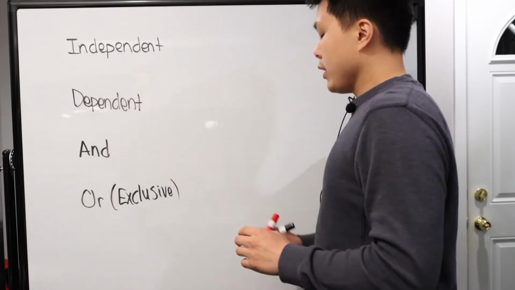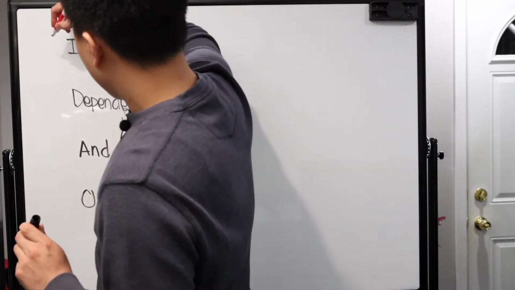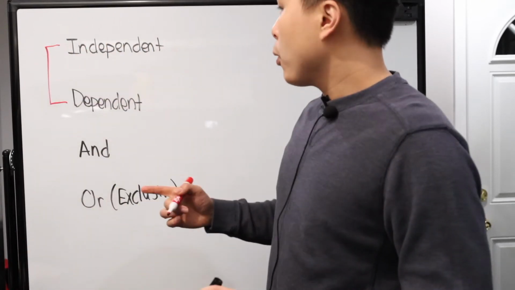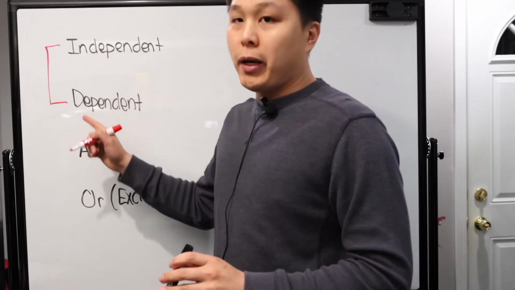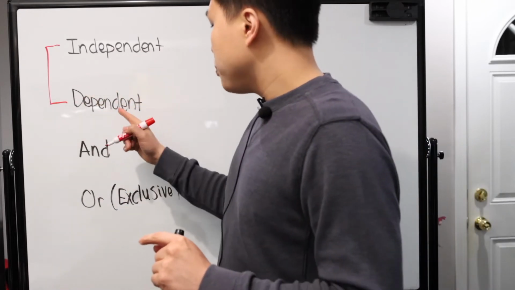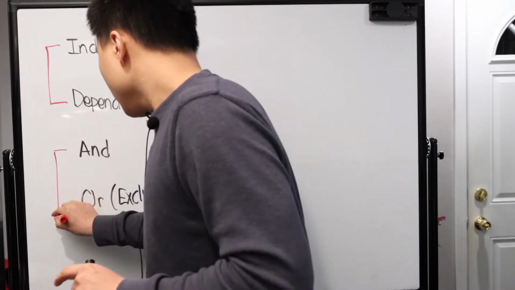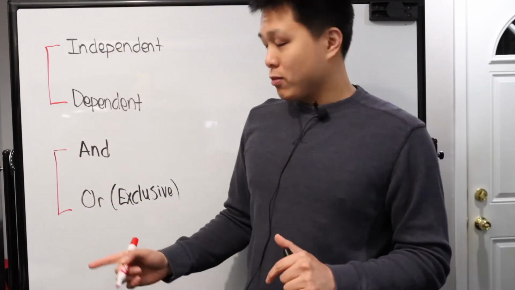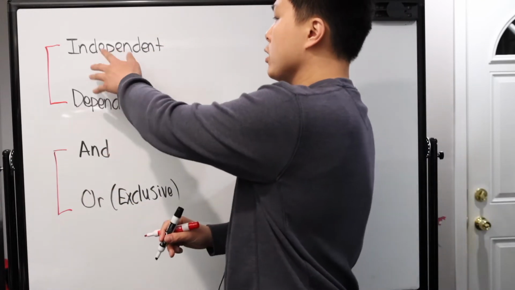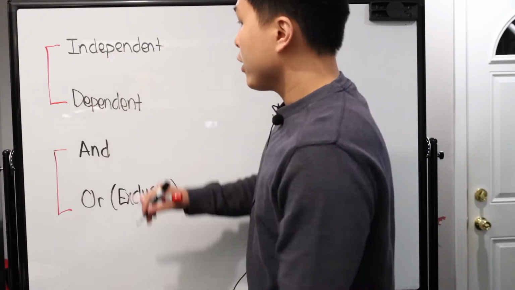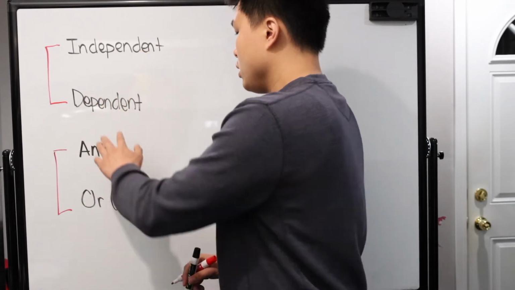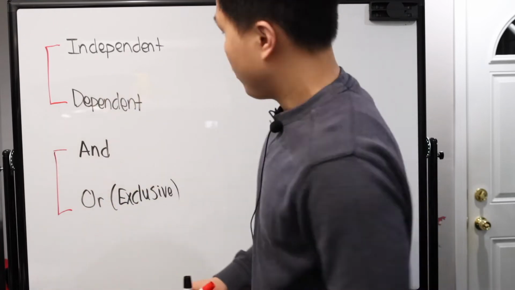So here's the thing. These 2 are usually related together. A problem is going to be either independent or dependent, one or the other, and it's going to be a combination of independent or dependent with the "and" or "or", pun intended. So these 2 are always going to be part of it, and there's always going to be a mix. It could be independent and dependent, or any combination of those.